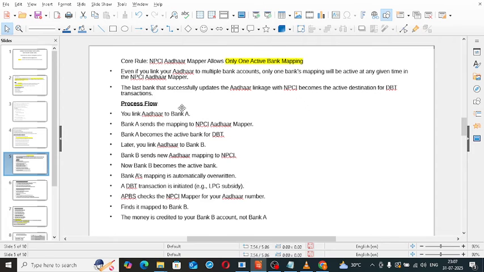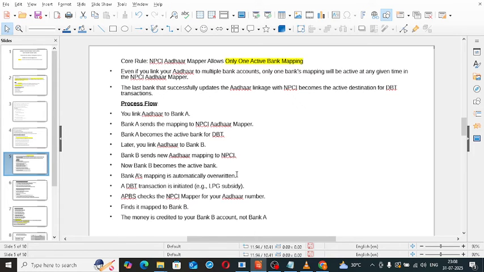Please listen very carefully. You link Aadhaar to a Bank A account. Bank A sends the mapping to the NPCI Aadhaar mapper. Bank A becomes the active bank for direct benefit transfer. Later you link Aadhaar to a Bank B account. Bank B sends the new Aadhaar mapping to NPCI. So now Bank B becomes the active bank, because although you already have Bank A, you have now tried to link the account in Bank B. So Bank B is the active bank, and Bank A is automatically overwritten, because Bank A is automatically removed.